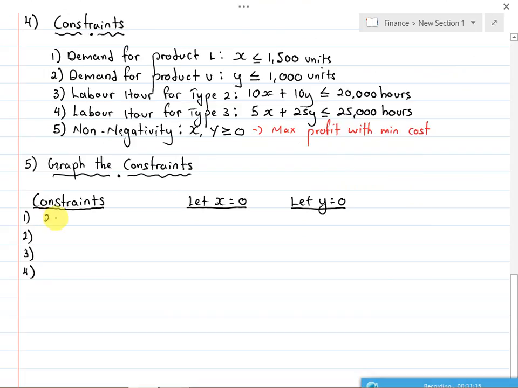X equals to what? 1500. Y equals to 1000. 10x plus 10y equals to what? 20,000. 5x plus 25y equals to what? 25,000.